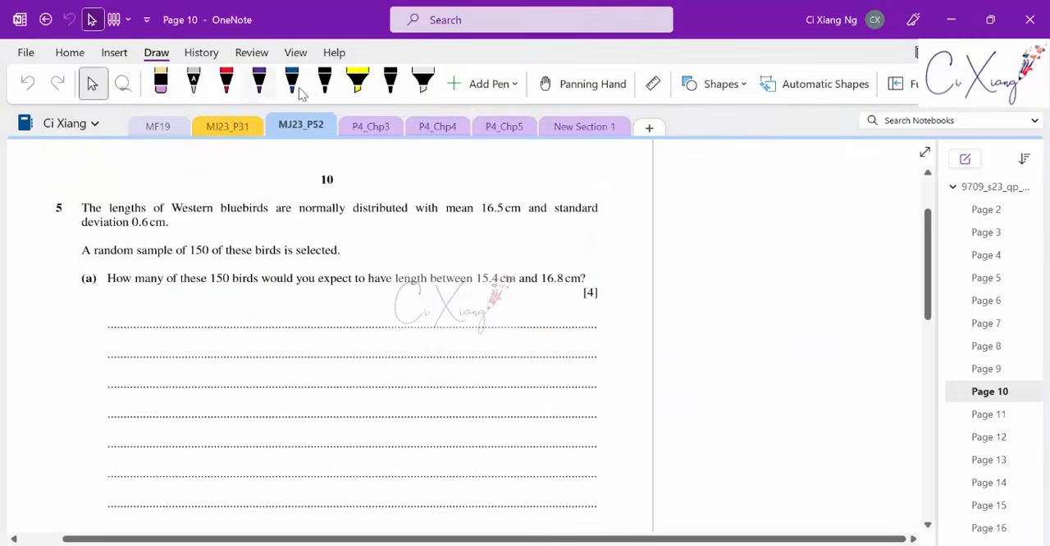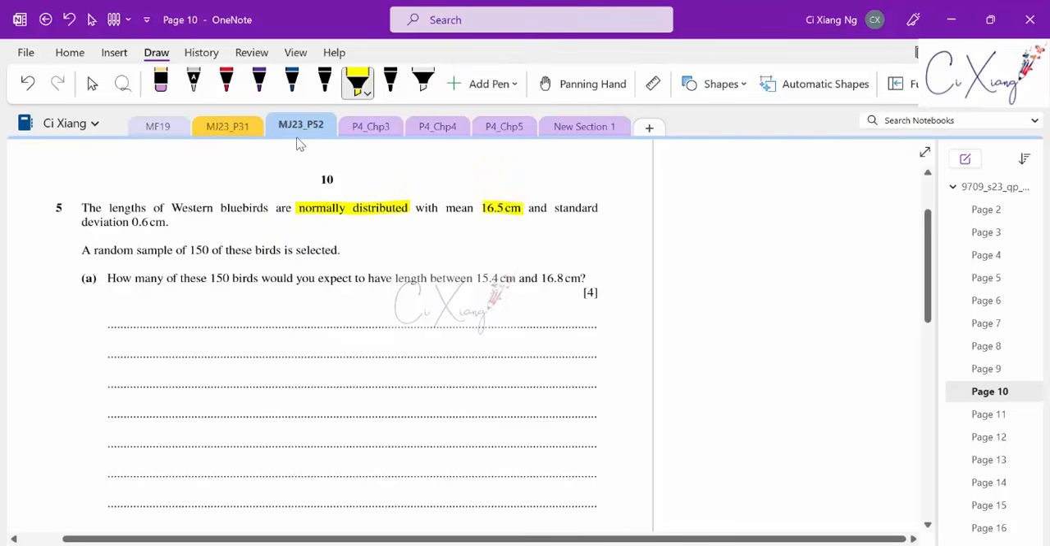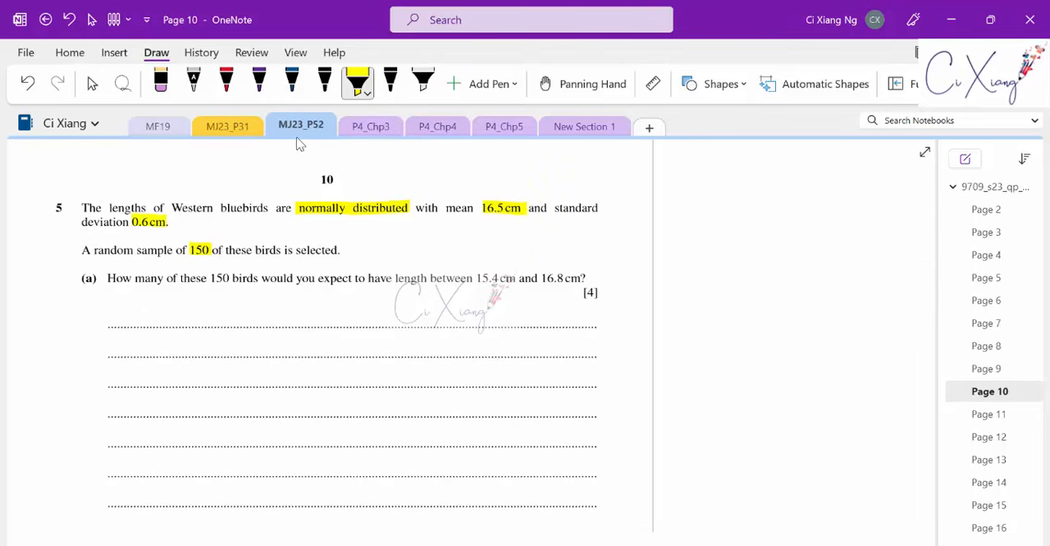So let's discuss question number 5. Okay, so we have the length of western bluebirds are normally distributed. So maybe you can highlight the keyword normally distributed with the mean and also standard deviation, right? We have a random sample of 150 of these birds that is selected, and then how many of the birds you expect to have length between these two values.